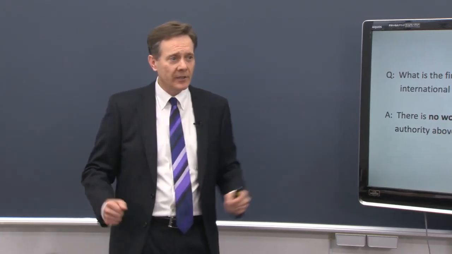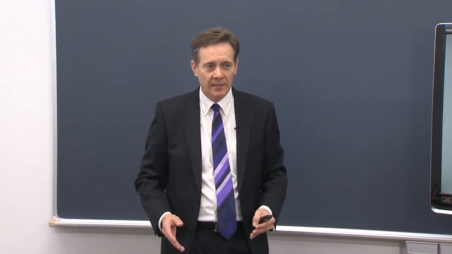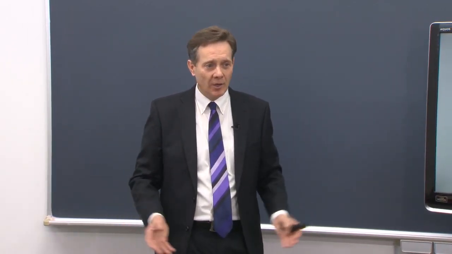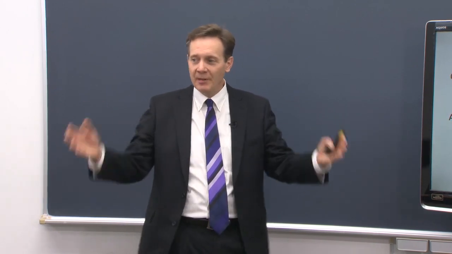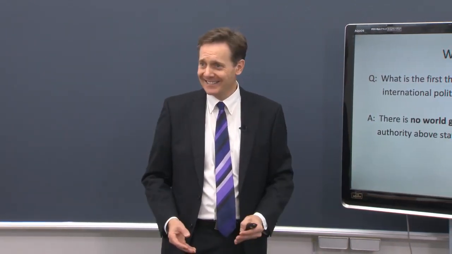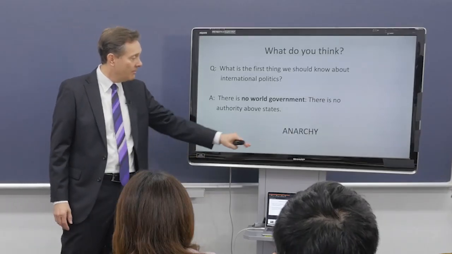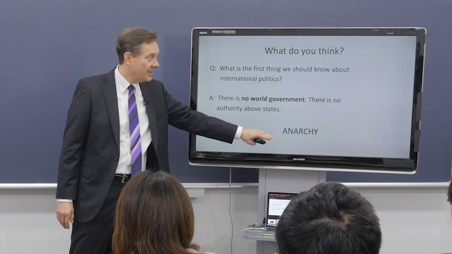Right? We are here in Hongo, which is in Bunkyo-ku. There's a Bunkyo-ku government, but it's inside of a Tokyo government, which is inside of the Japanese government. But the Japanese government is not inside any other government. It's not a part of any other government. We call this system, we call this situation anarchy.